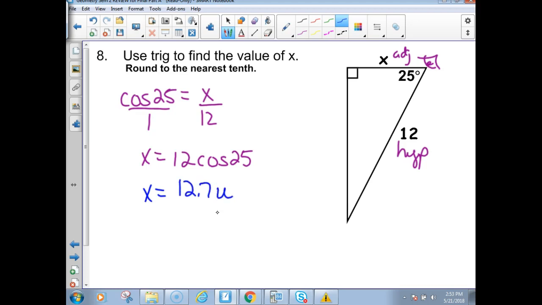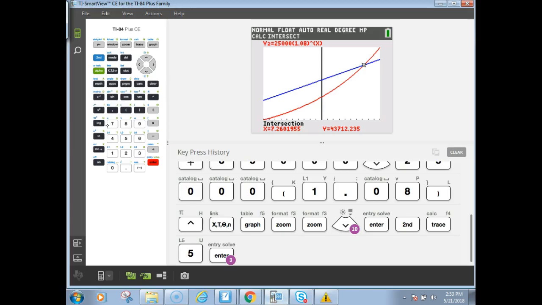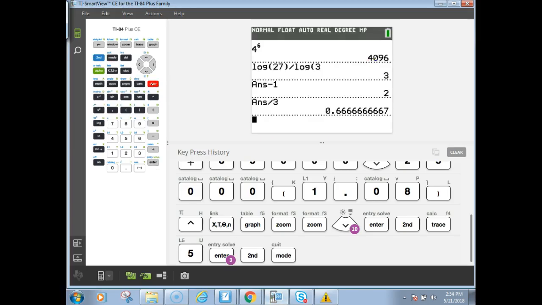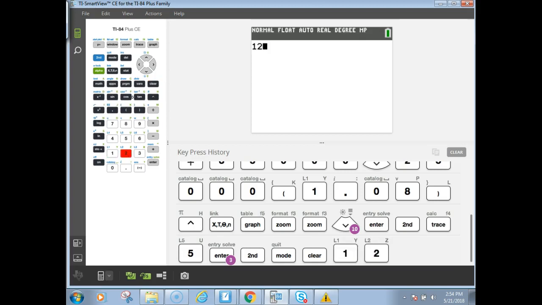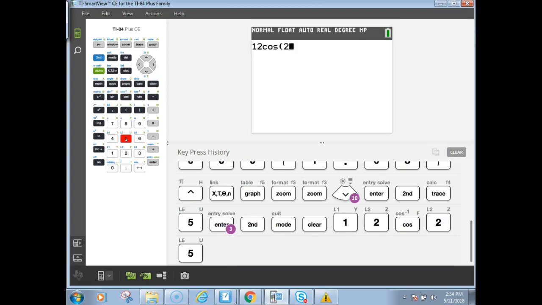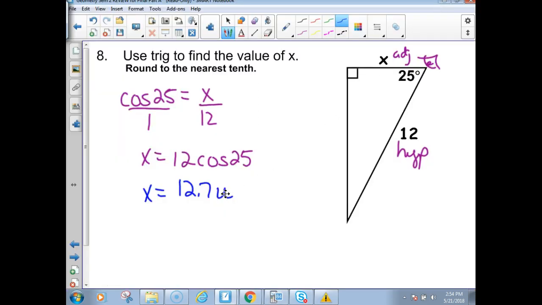Tell me 12 cosine 25. How much? 12.7 units. All right. Anybody disagree? Better check your calculator if you're not getting these answers and see if it's in the right mode. Are you getting 10.9? Oh, okay. Sorry, that's not correct. It is 10.9, guys.